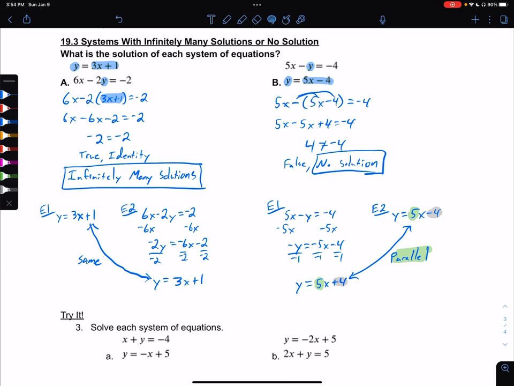Okay, so an identity, like in part A, when you have a number equal to a number which is true, it would be infinitely many solutions. And in part B, where your equation doesn't make sense, so you have 4 equals negative 4, that's a false statement, so there would be no solution. That's it.